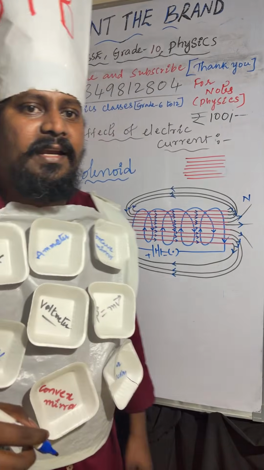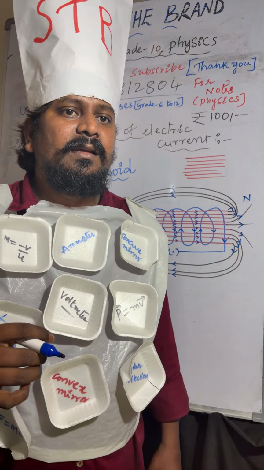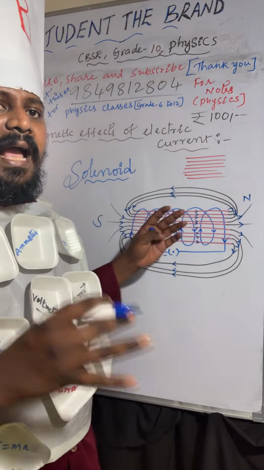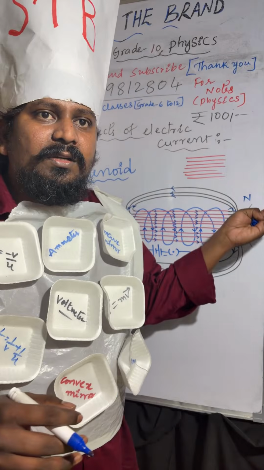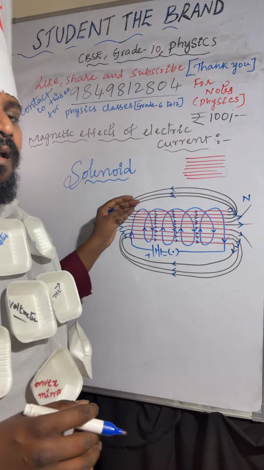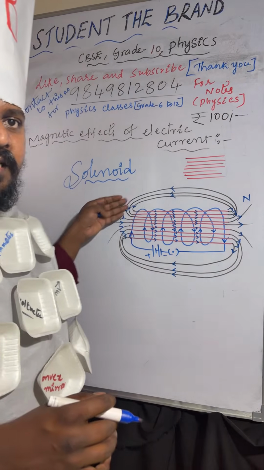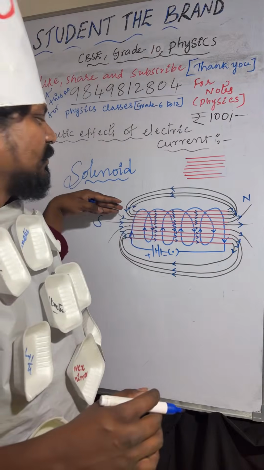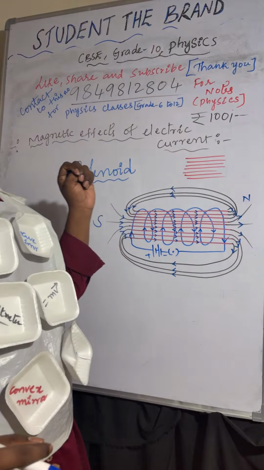Okay, so I hope it is very clear. Right? Yes. Check once. The magnetic field will be emerging out from north and merging at south, while inside of the solenoid it is south to north. Understood or not?